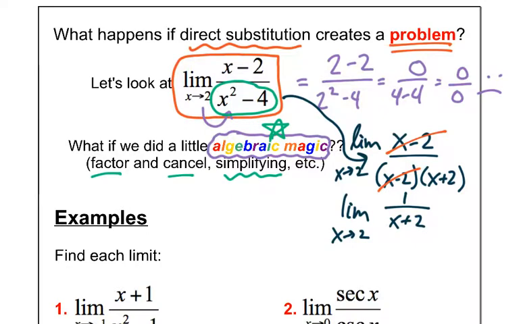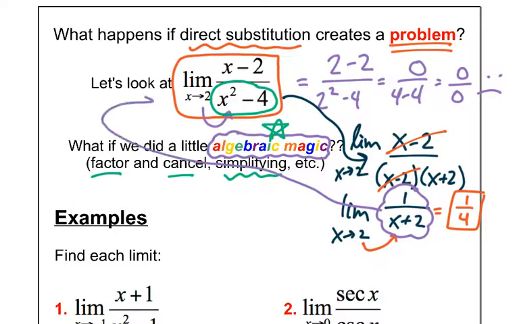Okay, now, why did I do this? Now can I try direct substitution? Now can I plug in 2? Let's see what I get. I would get 1 over 2 plus 2. Well, look at that. Now that works. And it works because this function is equivalent to this function here. They are the same just by simplifying it with some algebra magic.